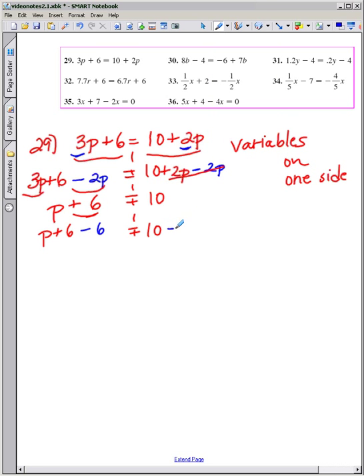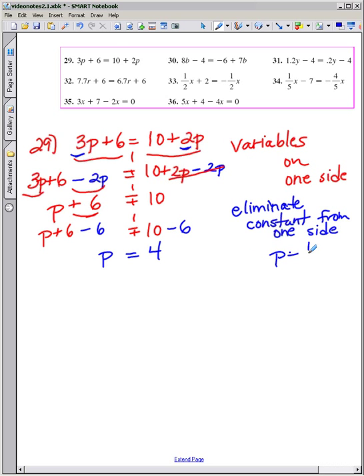So notice now our equation reduces to this, b to 4. So look at what we did. We had to remove the variable from one side. Then we had to eliminate the constant from one side. And our whole goal in doing that was that we had p equals a number. Okay. Now, do you trust your answer?